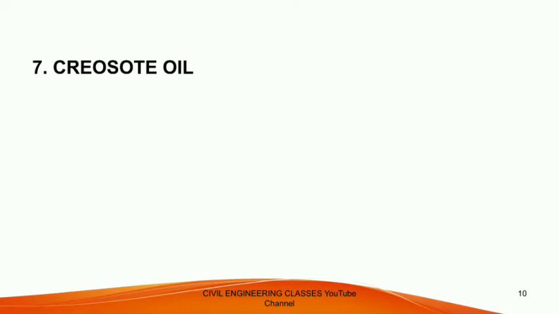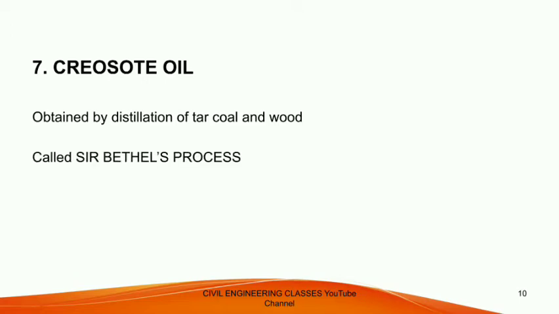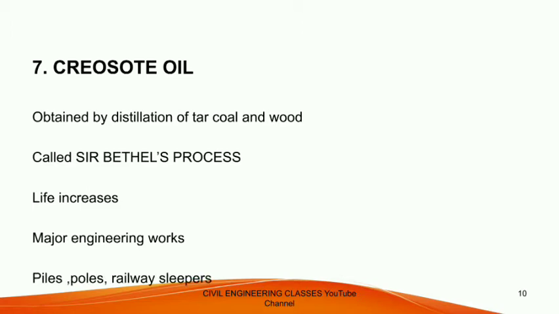Next is creosote oil. It is a dark brown liquid which is obtained by distillation of coal tar and wood. The process of application of creosote oil on the timber is called Sir Bethel's process. This increases the life of the timber. Such timber can be used for major engineering works like in piles, poles, railway sleepers, etc. The mode of application is that it is pumped at a very high pressure into the timber.